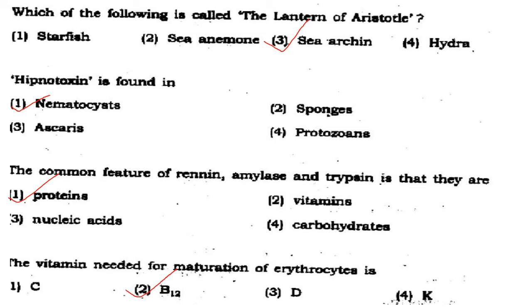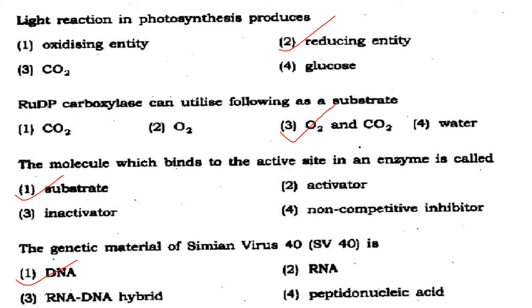The common feature of renin, amylase and trypsin is that they are option 1 proteins, 2 vitamins, 3 nucleic acids, 4 carbohydrates. Answer is option 1 proteins. The vitamin needed for maturation of erythrocytes is C, B12, D, K. Answer is B12, as well as B9 is also another vitamin that is required for maturation of erythrocytes. Light reaction in photosynthesis produces oxidizing entity, reducing entity, carbon dioxide and glucose. Answer is option 2 reducing entity.